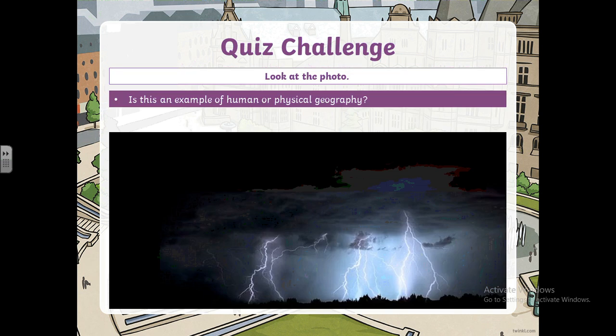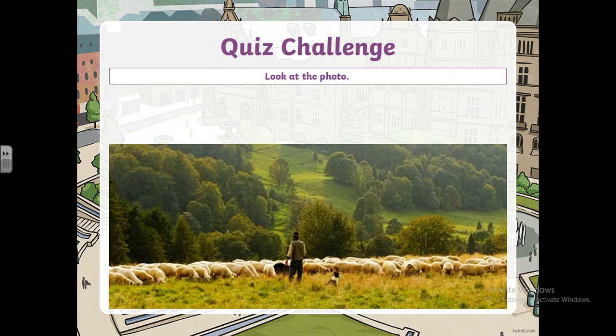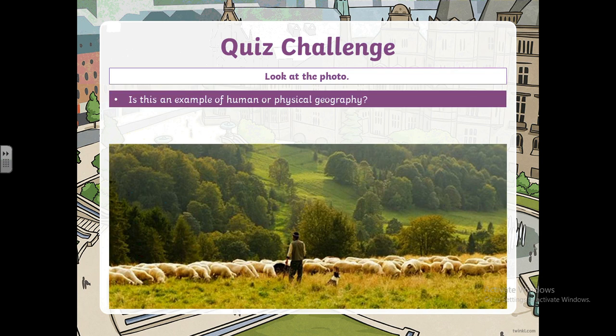Next one, very impressive storm here. Is this human or physical geography? Have a think. I can tell you it is physical geography because lightning is a naturally occurring weather event. We cannot control the lightning. If it's going to happen, it is going to happen. So it's a physical geography feature. And this one here, physical or human? Have a think. Press play when you're ready for an answer.